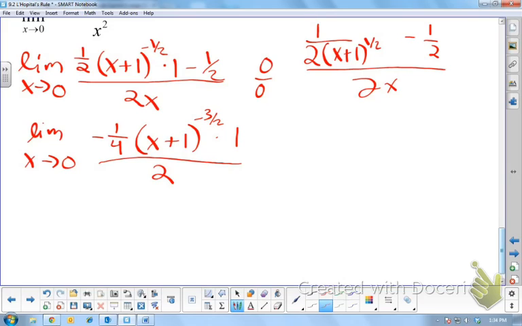So we cannot take the derivative again, but we can still plug in 0 and get our final answer. Negative 1/4 times 0 plus 1 to the negative 3/2, all over 2. 0 plus 1 is 1, and 1 to anything is 1. So we get negative 1/4 divided by 2, which is negative 1/8. Now again, L'Hopital's rule will also work if it ends up being infinity over infinity.